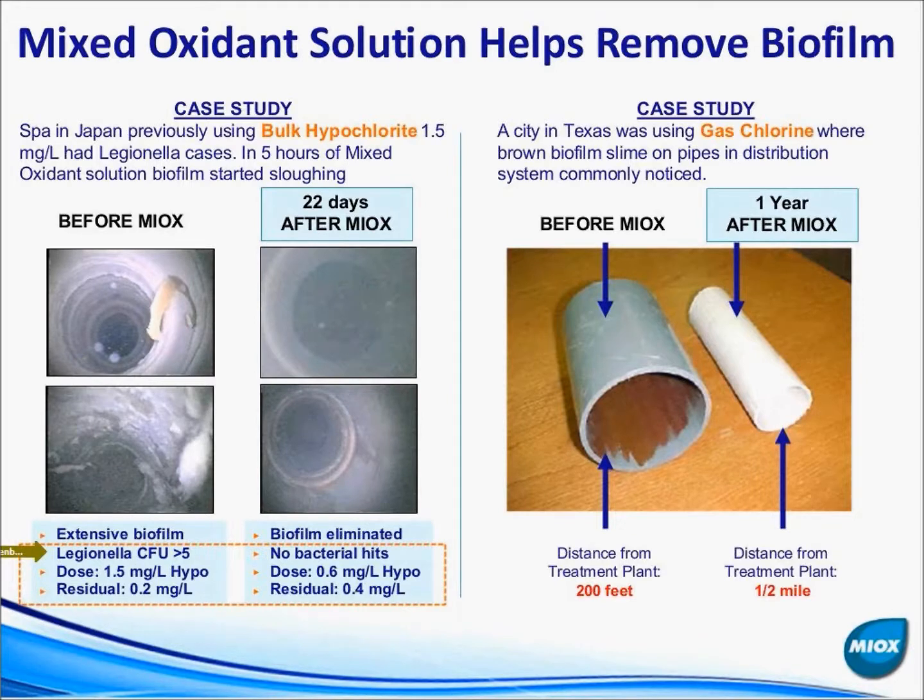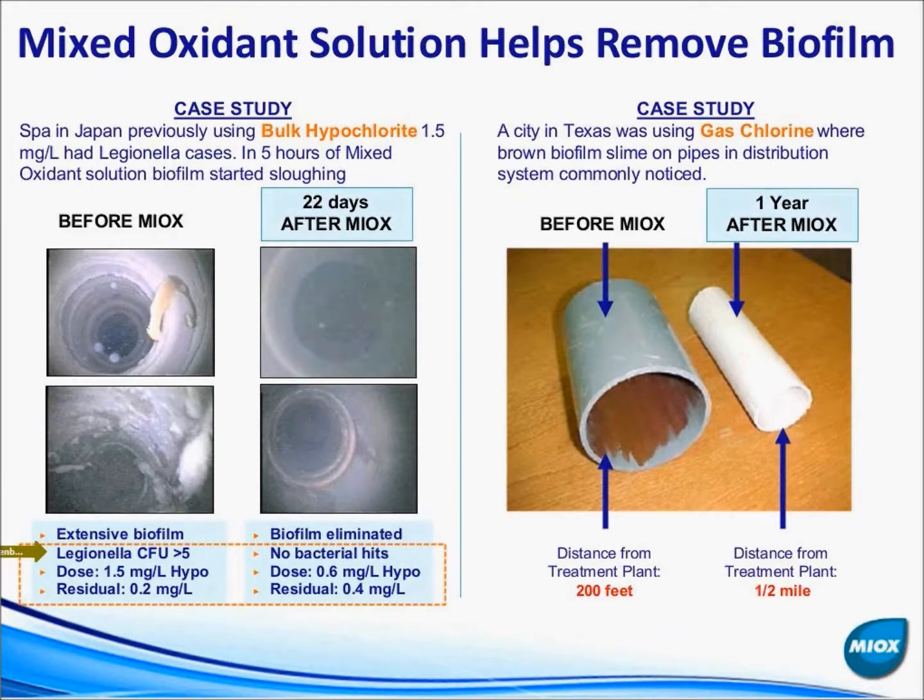And after it, they were able to dose just 0.6 parts per million as free available chlorine to maintain a residual of 0.4. So again, this is a great microcosm example of how biofilm can create a significant chlorine demand, and how getting that out of there and cleaning that out of there can greatly reduce the amount that's required.